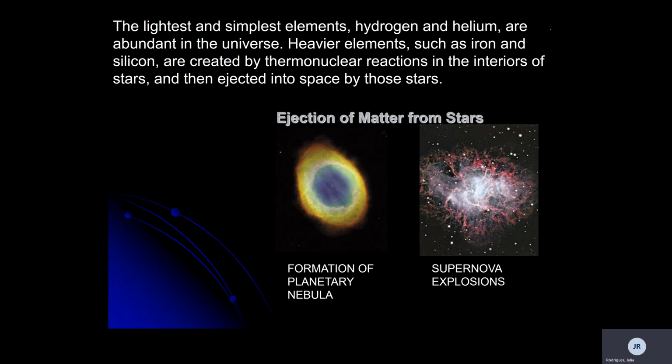So what we know right now is that the lightest and simplest elements are helium and hydrogen. These are the simplest elements that we talked about here. And when the Big Bang happened, these were the most abundant in the environment, and they continue to be the most abundant in the universe. But heavier elements such as iron and silicon are created by thermonuclear reactions in the interiors of stars. And that's where we're going to focus today. And then they get injected into space, which is where we get these new elements here.